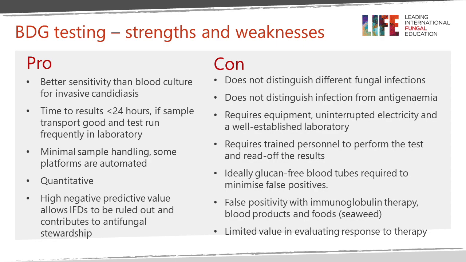Most of the assays require a continuous ELISA type of reading, and therefore significant equipment and electricity supply is critical, as well as a well-established laboratory for ensuring the samples don't get contaminated. Trained personnel are required to perform the test and read the results. And ideally, glucan-free tubes are required to minimize false positives, although in practice this is often addressed by having a second sample taken to confirm the first positive. You do have false positives, as I mentioned, with immunoglobulin therapy, blood products, and foods and seaweed. There's also limited value of the beta-D-glucan in terms of evaluating response to therapy.